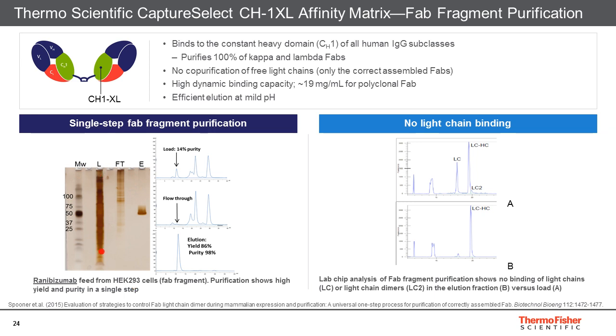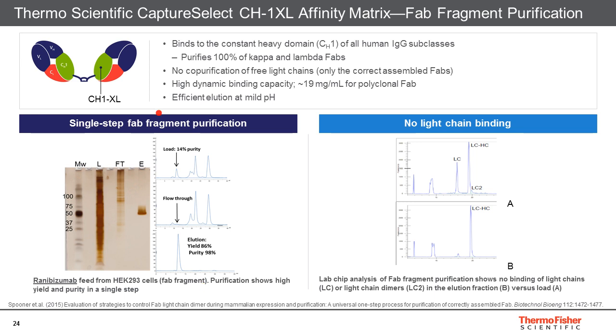Here you can see the load, the flow through, and the elution peak. Again, supported by analysis, where you can see that there's no light chain binding. This is the load with the light chain, this is the flow through, and this is the elution peak. And it demonstrates that you do not co-elute the light chains.